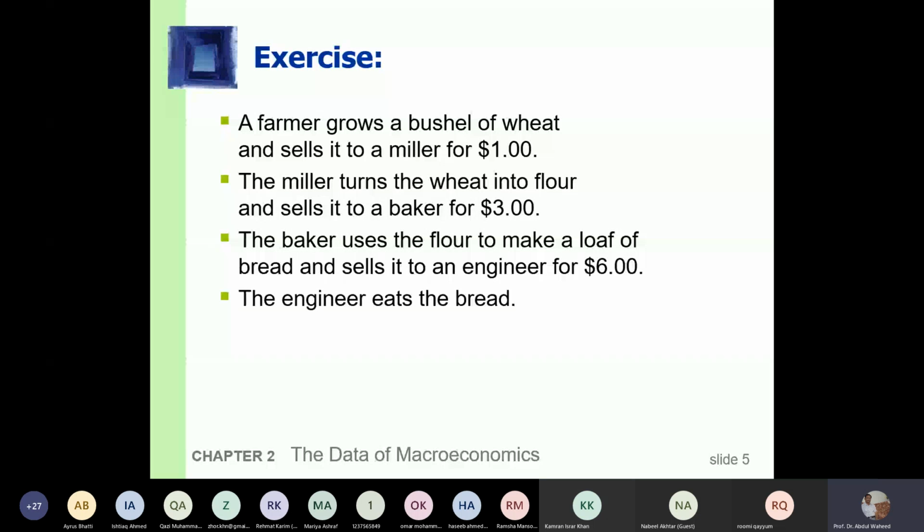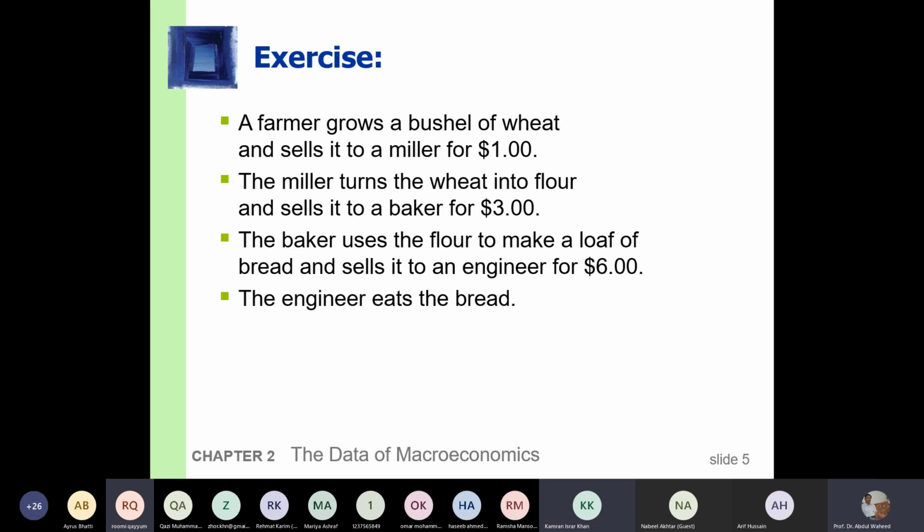about bread? Is bread an intermediate good or a final good? Bread is also a final good. Yes, bread is a final good because bread is purchased by an engineer to take breakfast. But if this bread is purchased by a burger seller, then what about the bread? Then it is an intermediate good. Bread will also become an intermediate good.